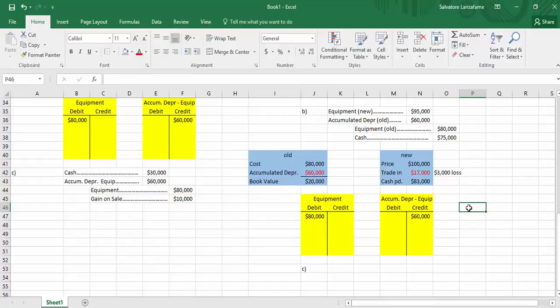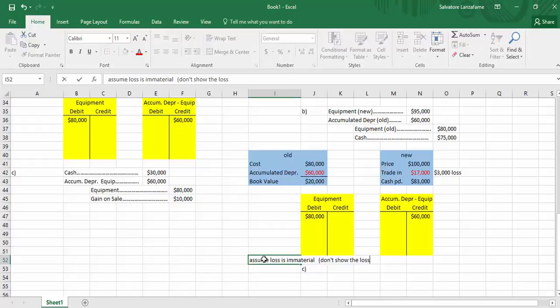Is the $3,000 loss material or immaterial? Let's handle it both ways. Okay, so we'll assume the loss is immaterial. We're not going to show the loss. So don't show the loss. And then the other scenario, we'll assume it is material.